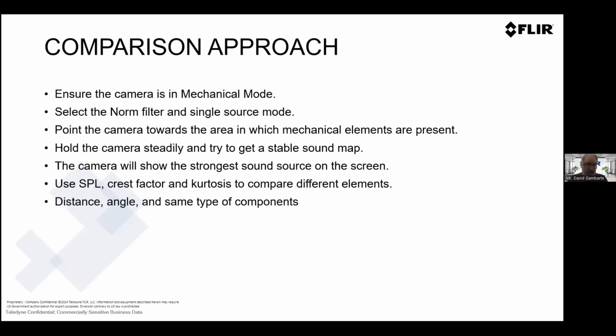Comparison approach. Ensure the camera is in mechanical mode. Naturally, this is very important, and this applies to all the different inspections that you are performing. Select the normal filter and single source mode. Point the camera towards the area in which mechanical elements are present. Hold the camera steadily and try to get a stable sound map. The camera will show the strongest sound source on the screen. Use SPL, crest factor, and kurtosis to compare different elements, as we mentioned. Distance, angle, and same type of components are important factors to take into account.